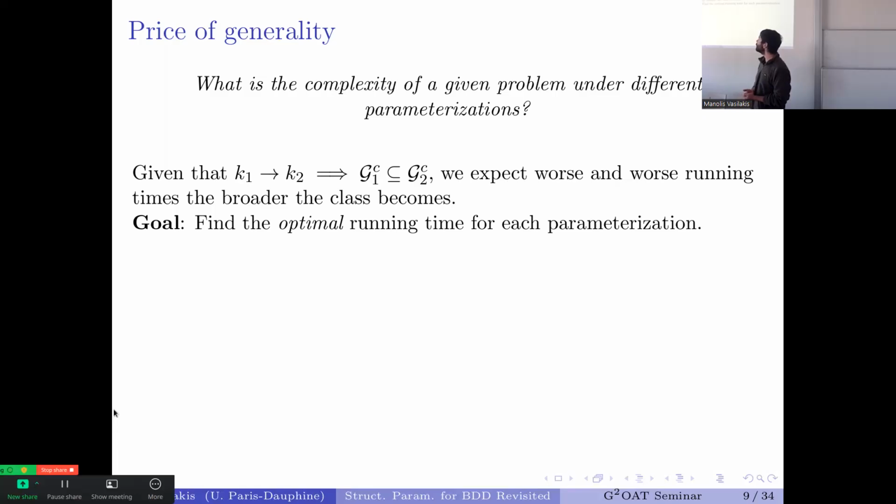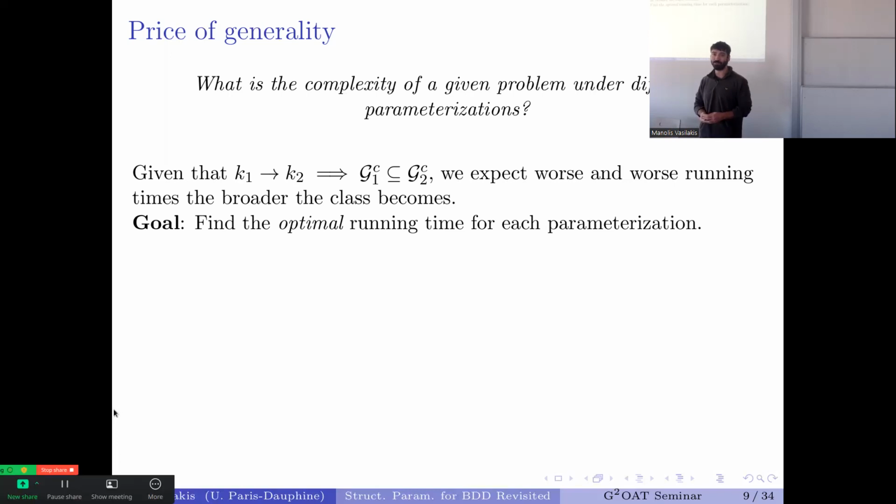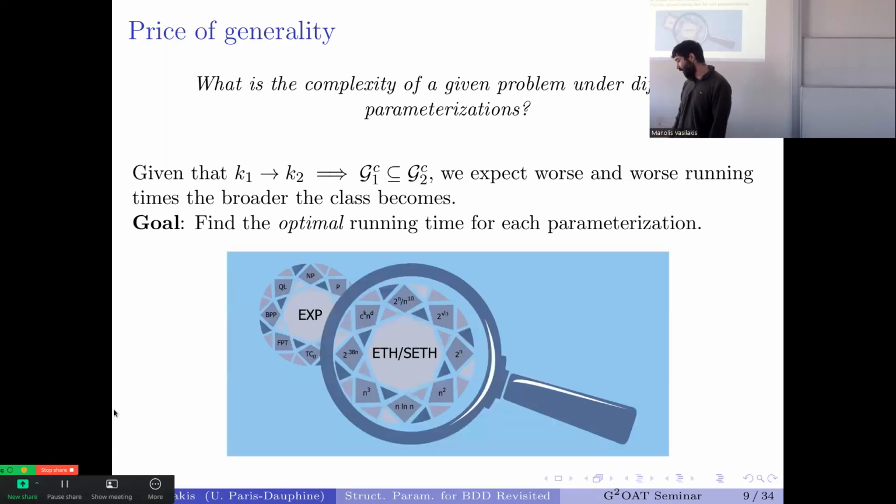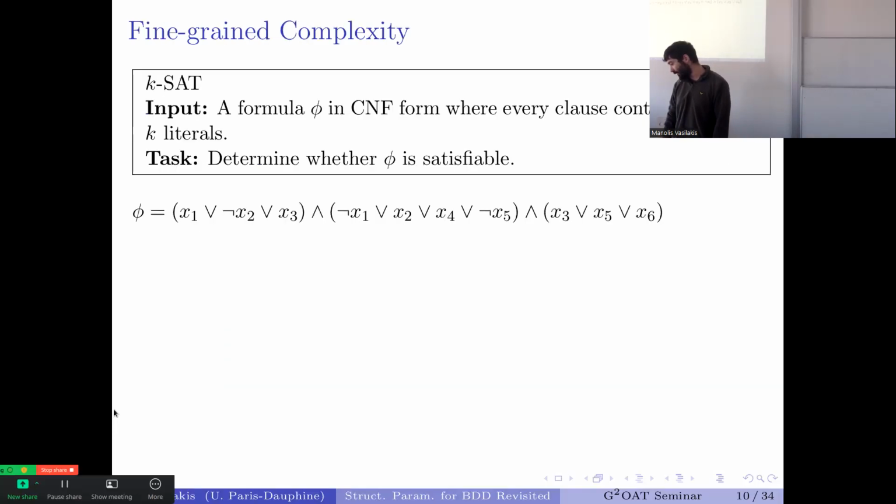So this is what we aim to do. To do that, we have to find an algorithm and then prove that it is optimal, that we cannot do better. In this talk, we will only go to the latter part. So we will only talk about lower bounds. And we will try to prove that the known algorithms are actually optimal. To do that, we will use some tools from fine-grained complexity. By some tools, I mean the ETH and the strong ETH, which I will define.